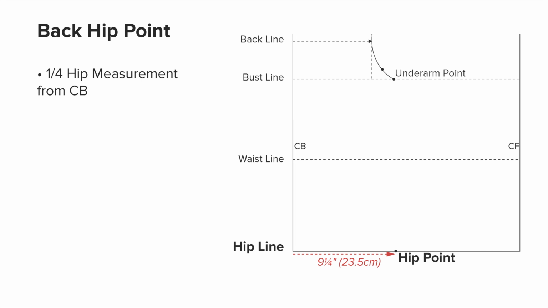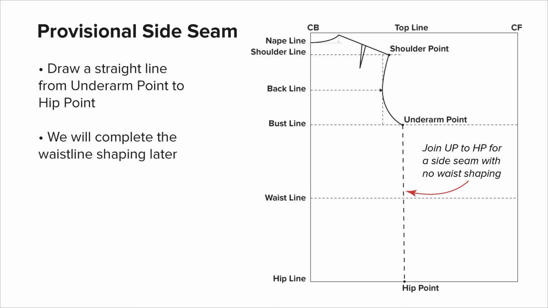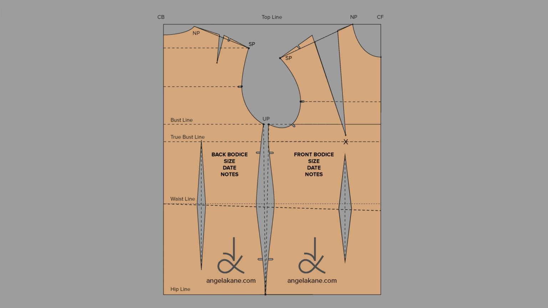The back hip point. Measure across from CB along the hip line, 1/4 of the hip measurement, and label back hip point. The provisional side seam. Join the back underarm point to the back hip point with a straight guide line. We will complete the waistline shaping later. Drafting the front bodice is next in part 2.